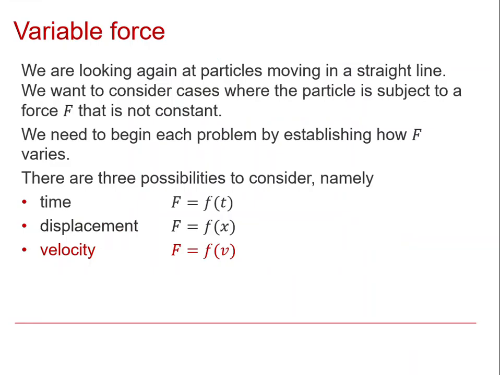So again, we'll start off where we were before. We're looking at particles moving in a straight line. We're interested in what determines the variation of the force, if it's not going to be constant. We have three options: that it's dependent on time, on displacement, or on velocity. And as the highlighting in red implies, this one is about velocity.